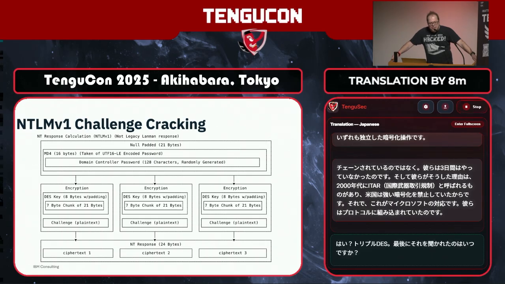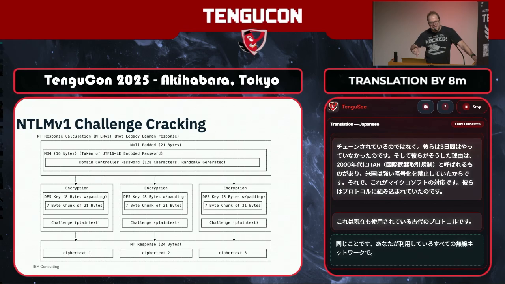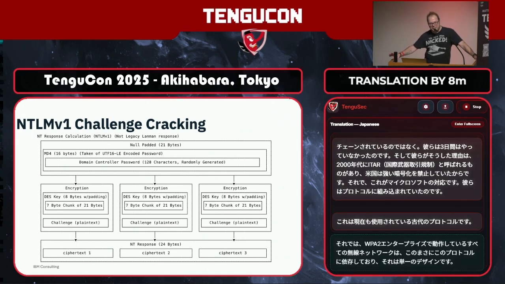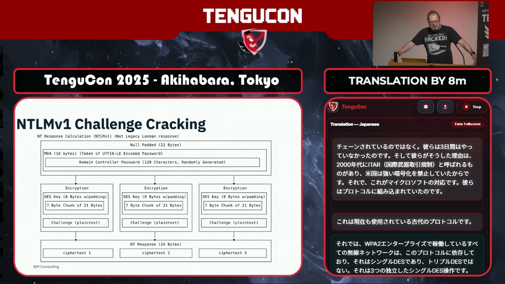And this is an ancient protocol that's in use today. So here's the thing. Every single wireless network you run on that's WPA2 Enterprise relies on this exact protocol. And it's single DES, not even triple DES. It's 3 independent single DES operations. Yeah, I mean, here's the thing. It's weaker than triple DES. The protocol doesn't support it.